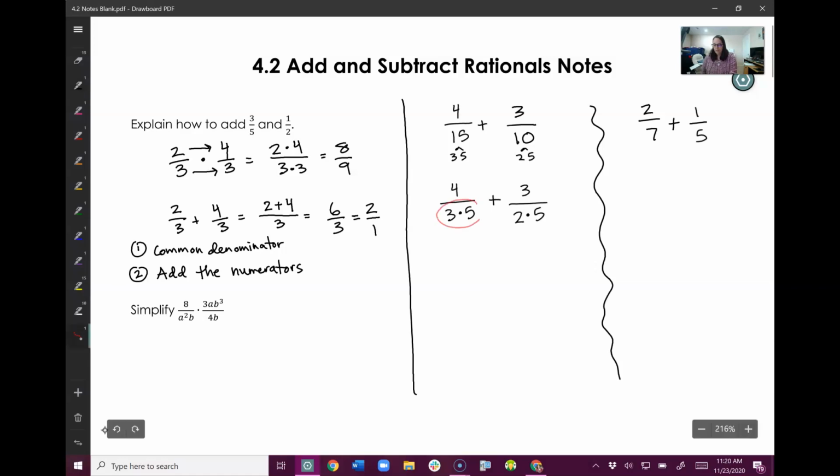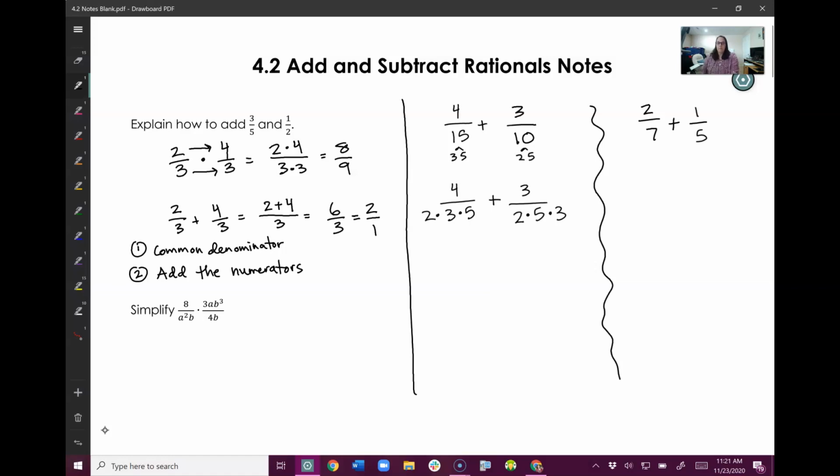So if I look at this 3 times 5, and I compare it to the 2 times 5, and I think, what is it missing? Well, it's missing a 2. And then I can do the same thing on the right side. This is a 2 times 5, and if I look over here at this one, what is it missing? It's missing a 3. And now both of these are 2 times 3 times 5. So they're going to be common denominators now. They're going to be the same number because they're all the same numbers multiplied.